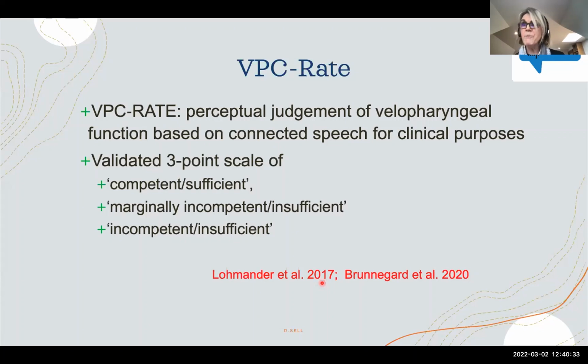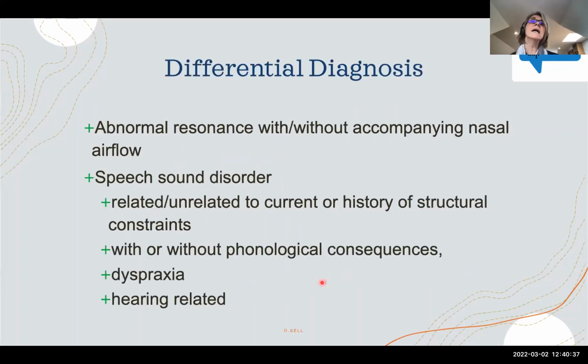So having done this assessment, we then get to the point of differential diagnosis, and we're looking at abnormal resonance, hypernasality, hyponasality, with or without accompanying nasal airflow. Your speech sound disorder may be related or unrelated to the current or history of structural constraints. So for example, glottal stops prior to VPI surgery will persist after the surgery, even if that surgery has been effective and successful. There is the issue of phonological consequences, and we know that we also see dyspraxia, particularly in the non-cleft VPD cases, and others I'll show you in a moment, and the hearing related characteristics.